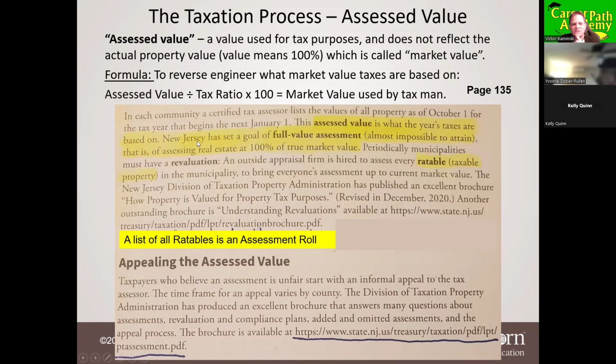Assessed value is what the year's taxes are based on. And New Jersey has a goal of full value assessment, almost impossible to attain, because in order to figure out what the actual taxes are on people's properties every year, they would need to send an appraiser in your house every year.